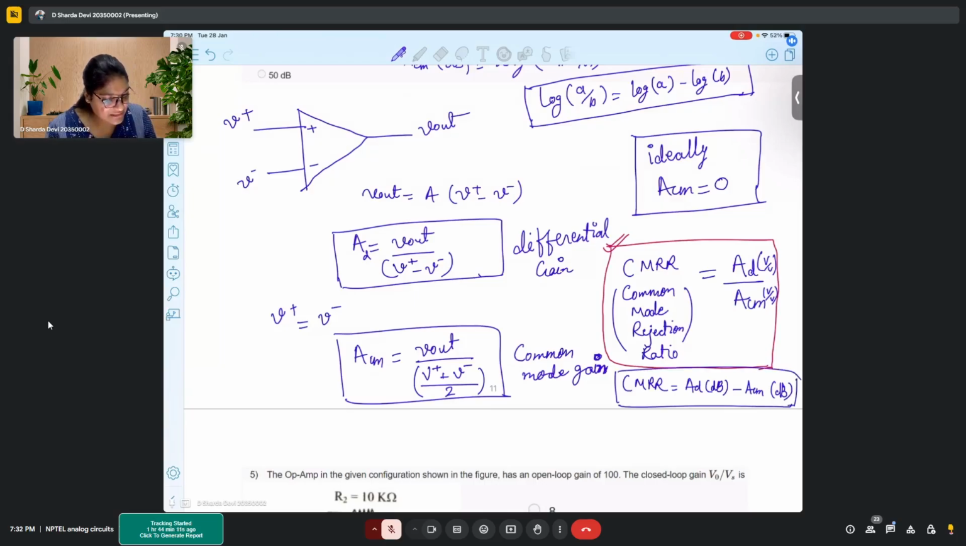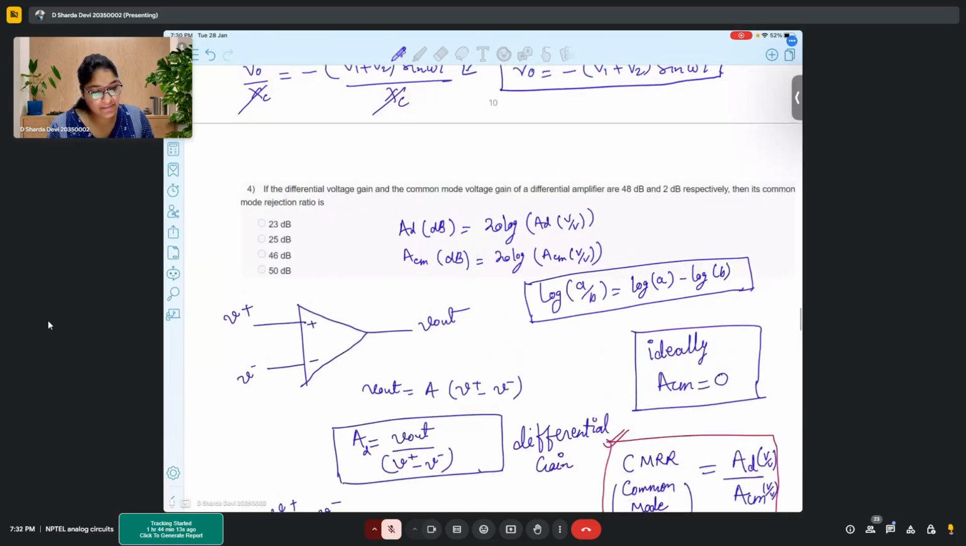So based on this, what will be my CMRR? If it is 48 for AD, this is AD, 2 for ACM. So what is my CMRR? 46. Yes, 46 dBs. Any doubts? Is this clear? Yes, ma'am.